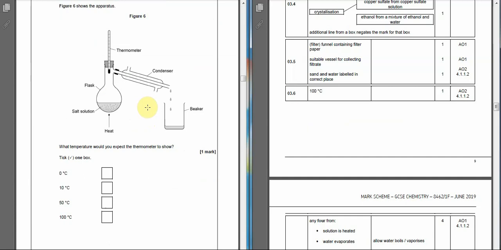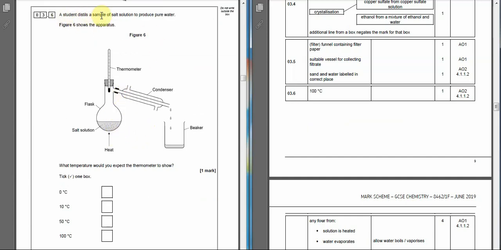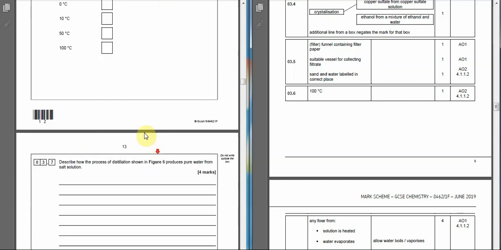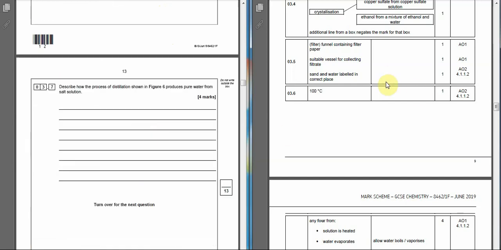For this next bit about separation techniques, we have water here. It says up here, a student distills salt solution to get pure water. So what temperature would the thermometer go to? Well, what temperature does water boil at? 100 degrees. Bag that and go to the bank, thank you very much.